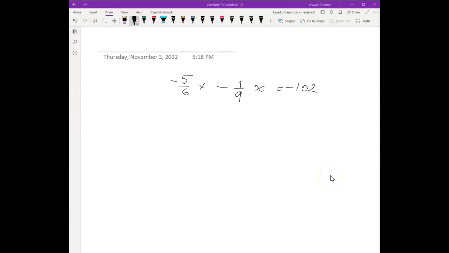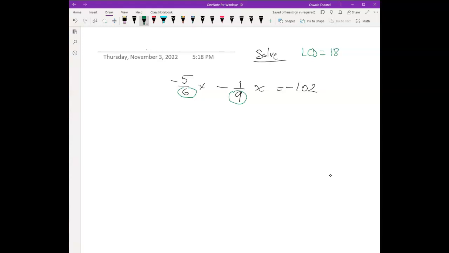All right, so you're trying to solve for x, correct? For this problem. So let's try to solve this one. The first thing you want to do is find the LCD, the least common denominator. What is the least common denominator for 6 and 9? You should know that. The least common denominator is 18.